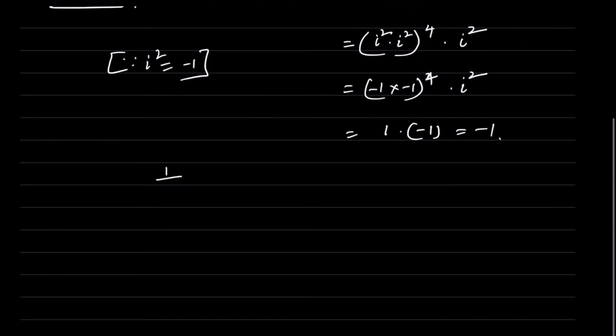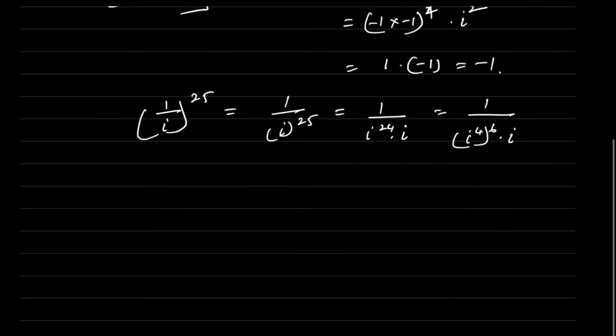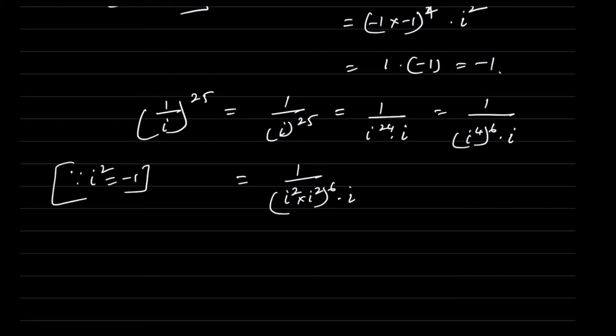It is 1 by i to the power of 25, which is equal to 1 by i to the power of 24 into i, which is equal to 1 by (i to the power of 4) whole to the power of 6 into i, which is equal to 1 by (i square) to the power of 6 into i. Since i square is equal to minus 1, this is 1 by (minus 1) to the power of 6 into i. Since it's an even power, you'll get 1 into i.